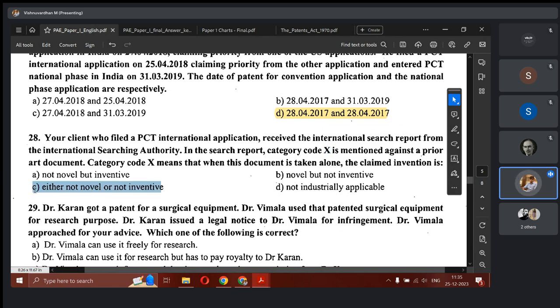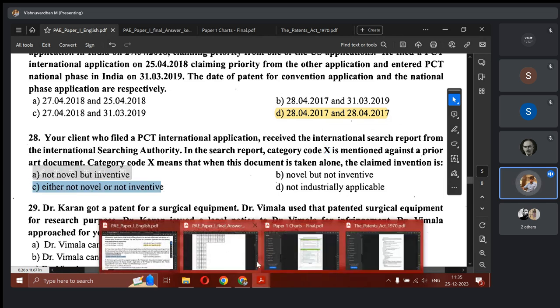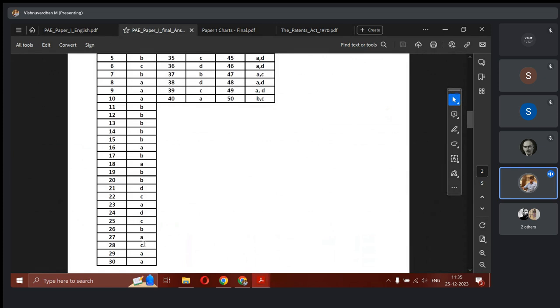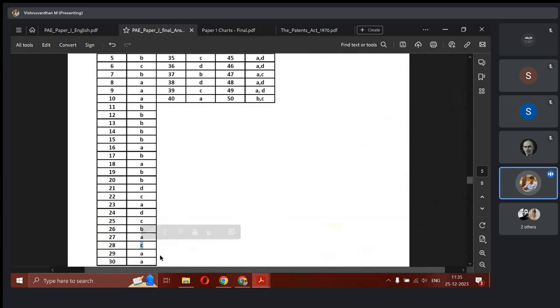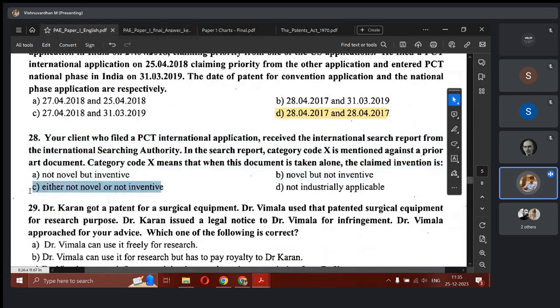So when it is X, it means either not novel or not inventive. I think the answer is C. I'm not fully sure on this. 28, is it C? Yeah, 28 is C. So again, just Google this. I think that will be able to explain it much better to you than what I can tell you right now.